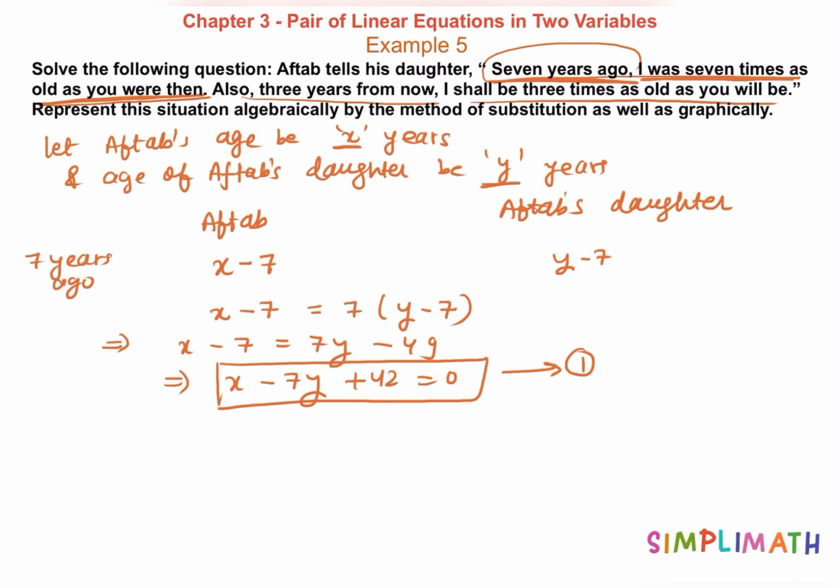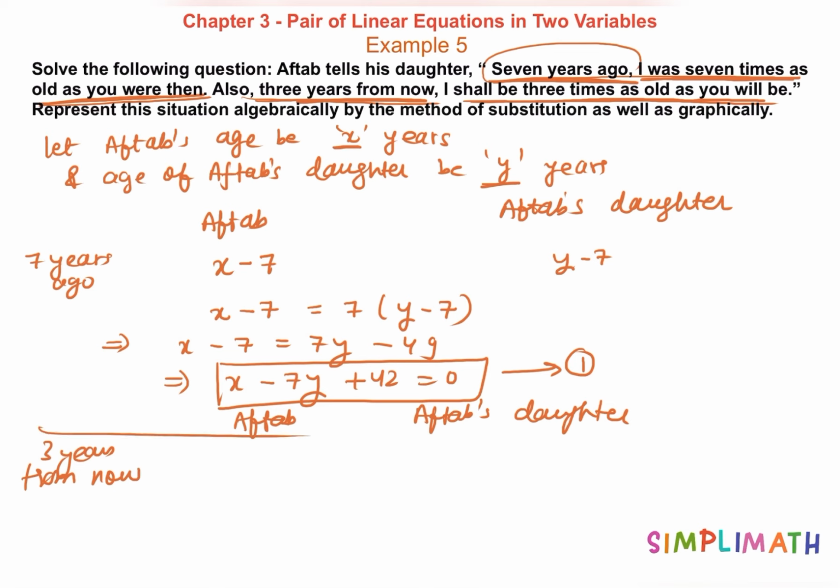Now the second statement says 3 years from now, Aftab's age would be 3 times that of his daughter. Now let us write once again Aftab and Aftab's daughter. So 3 years from now, what would be Aftab's age? Now at present his age is x, so 3 years from now his age would be x plus 3, and Aftab's daughter's present age is y years, so 3 years from now his daughter's age would be y plus 3.